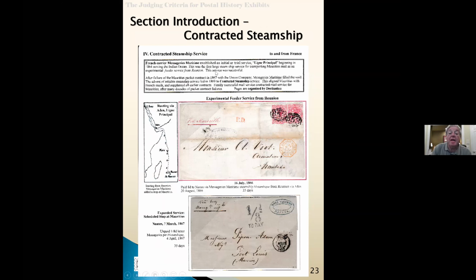Another section heading, contracted steamship services at the top of the page. And again, notice that the exhibitor uses a hand-drawn little map to explain the route of this experimental feeder service from Reunion. What happened was we're studying Mauritius, but the mail started at Reunion. Mauritius was just taken over as a British colony, and the ship from Reunion stopped at Mauritius, picked up the mail on this experimental voyage, and took it to Aden, Suez, and on to Europe.